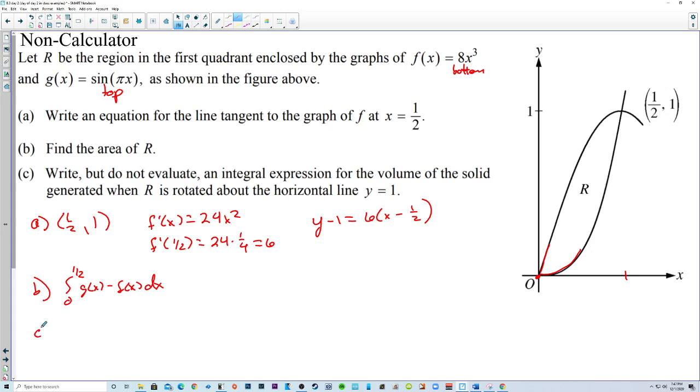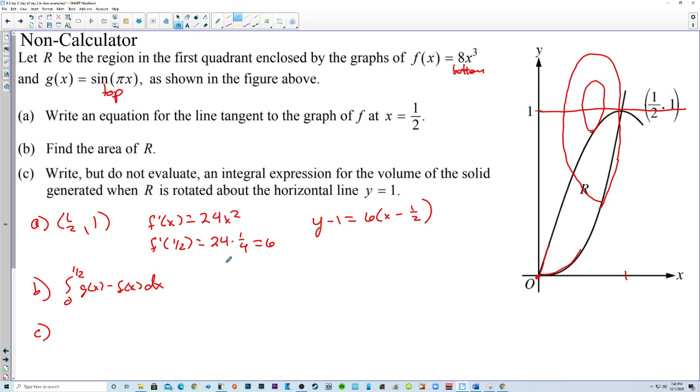Let's kind of skip that for the sake of time. We all know how to use a calculator on this. Let's go to letter C, write but do not evaluate an integral expression for the volume of the solid generated when R is rotated about the horizontal line y equals 1. So here's the horizontal line y equals 1, and we need to take this and rotate around that line. And we end up with this washer.